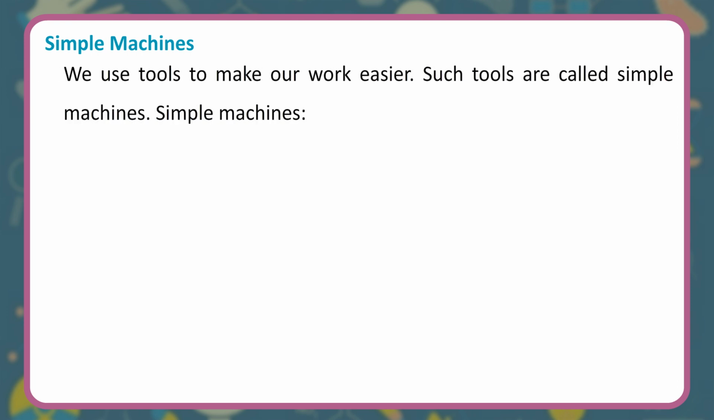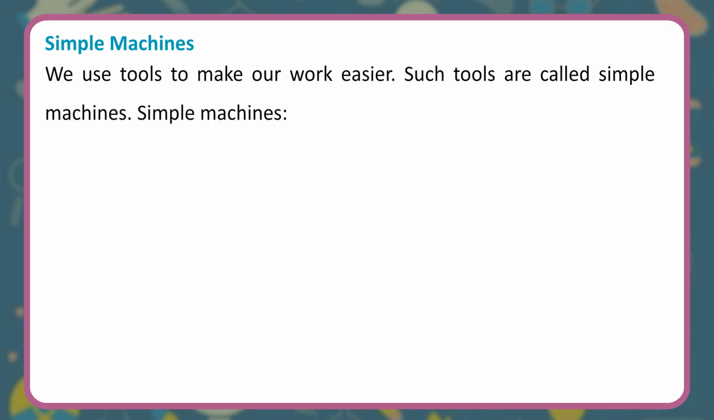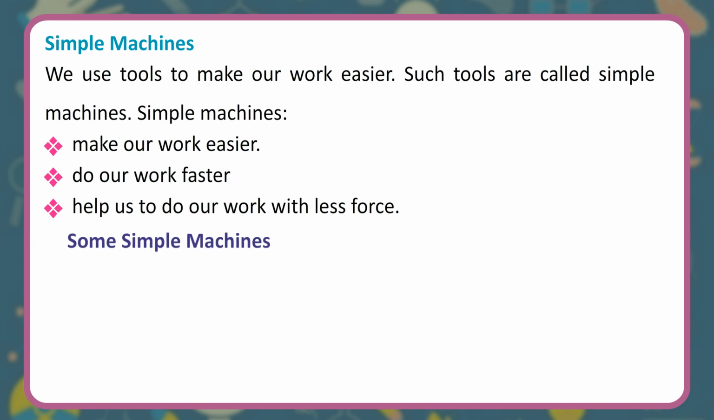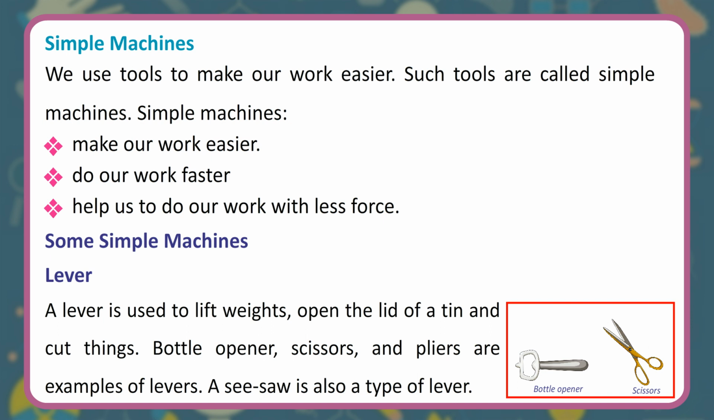Simple machines. We use tools to make our work easier. Such tools are called simple machines. Simple machines make our work easier, do our work faster, and help us to do our work with less force. Some simple machines. Lever. A lever is used to lift weights, open the lid of a tin and cut things. Bottle opener, scissors, and pliers are examples of levers. A seesaw is also a type of lever. Bottle opener. Scissors.